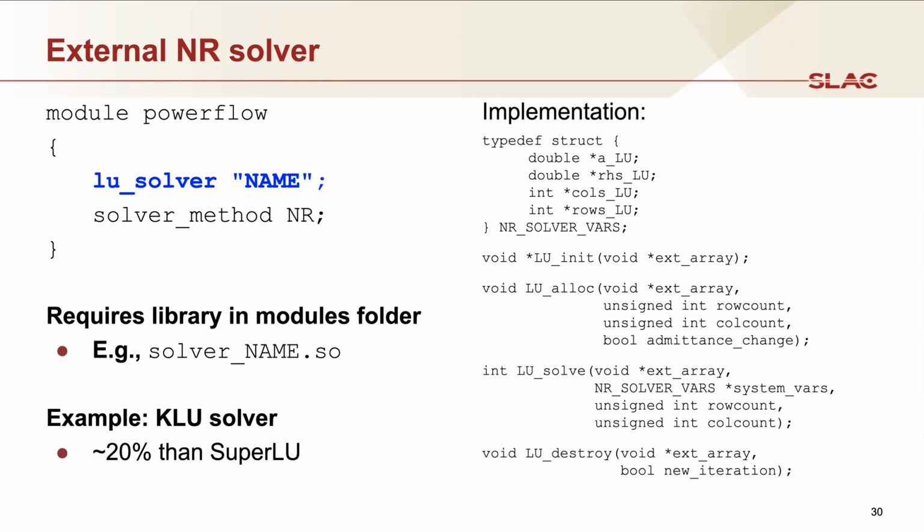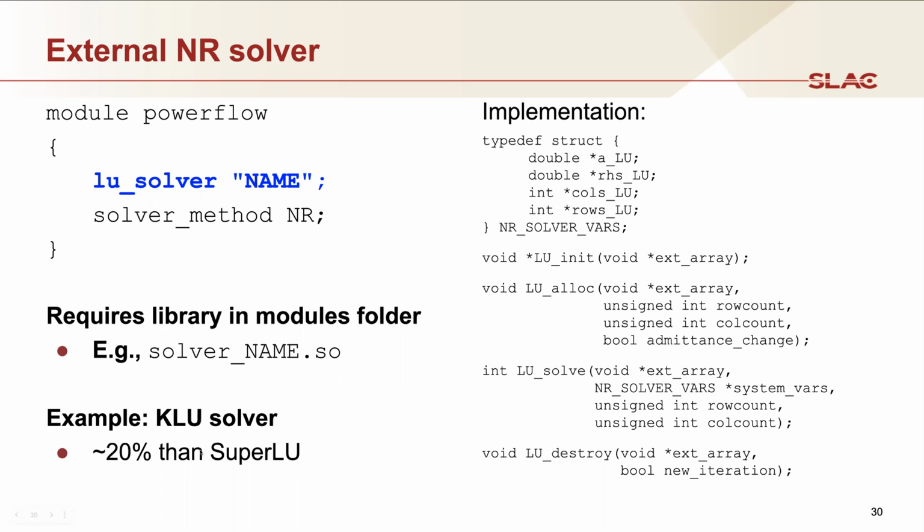The other thing to keep in mind is that the internal solver uses SuperLU, but you can link an external LU solver, and in fact there is one that's been prepared using a solver called KLU. KLU is known to be a bit faster than SuperLU, but it comes under a different license that can't be delivered with GridLAB-D. I think it's a GPL license. So you have to build it and load it yourself.